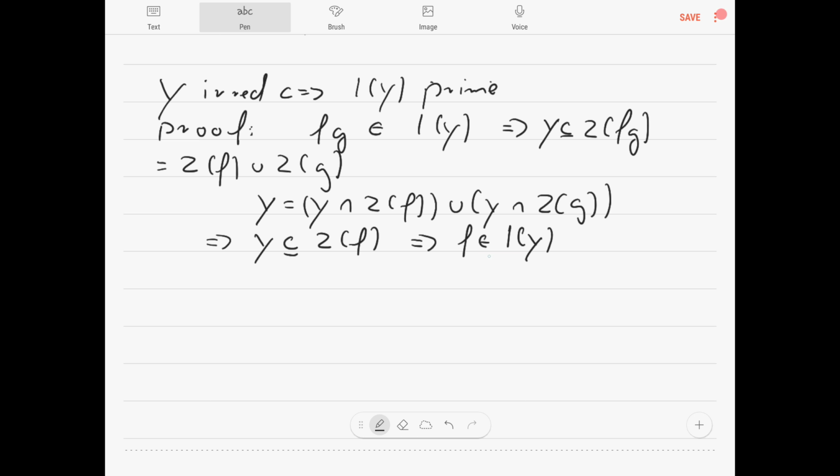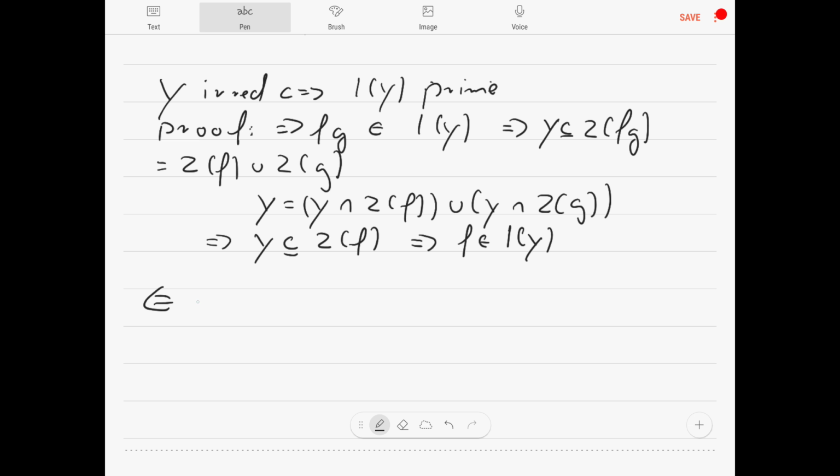And now we have concluded that assuming that F times G is in I of Y, we have to conclude that F is in I of Y, which we have just done. So we have shown that I of Y is prime. Now for the other direction. So this was the first direction.